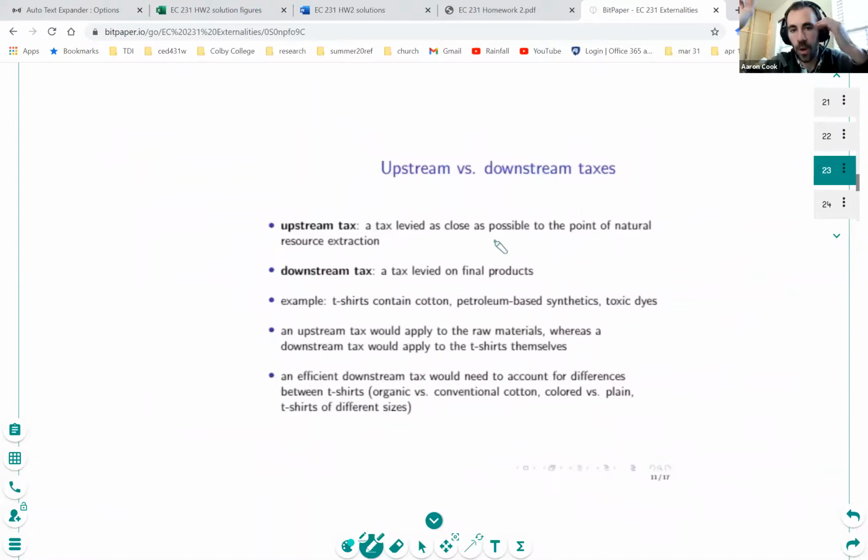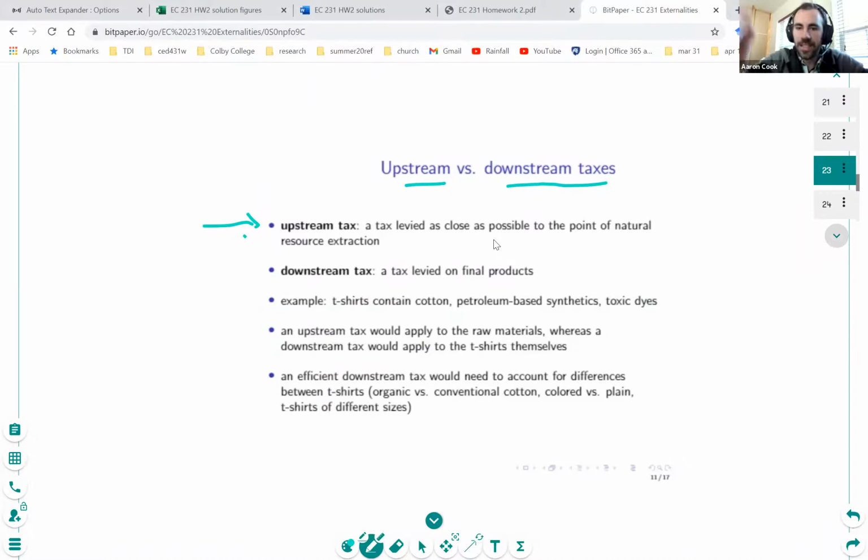I just want to say one quick thing about upstream taxes and downstream taxes. This is more of an implementation question, and it's a question about efficiency, not in the sense of trying to find the economically efficient level of pollution. It's efficiency in more of an administrative or bureaucratic sense. It's trying to ask what's the way to implement the tax that would be less costly than a more cumbersome way. So essentially, an upstream tax is a lot more efficient than a downstream tax.